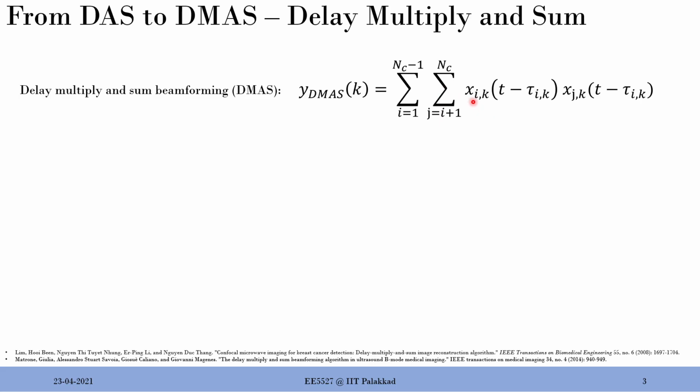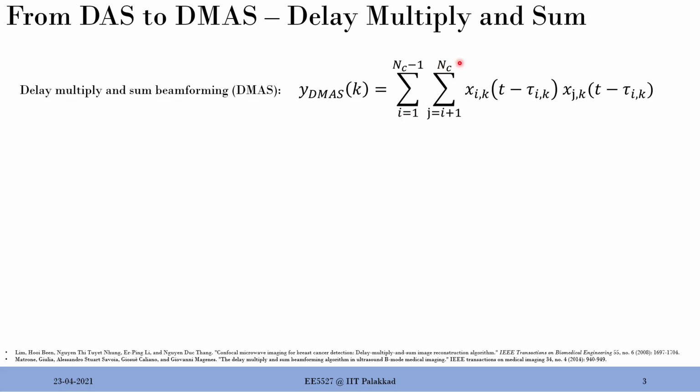If you observe carefully, what we are doing here is that I is varied from 1 to the last sensor minus 1. That means not the last sensor but just the sensor before that. And then J is varied from I plus 1 to the last sensor. So when I equals 1, J is equal to 2. When I equals 2, J is equal to 3.